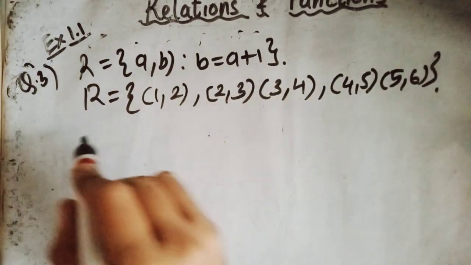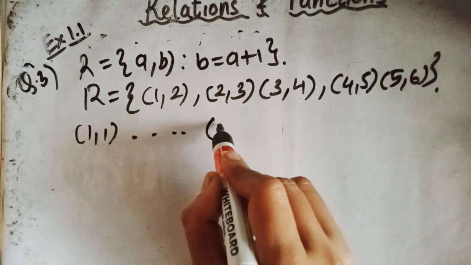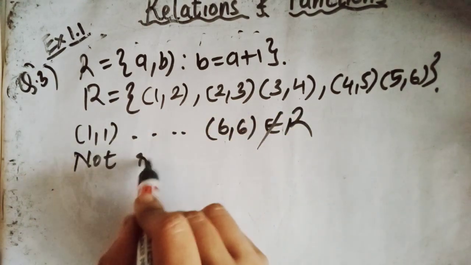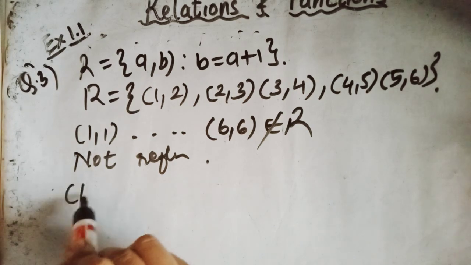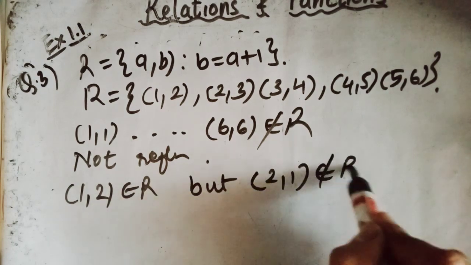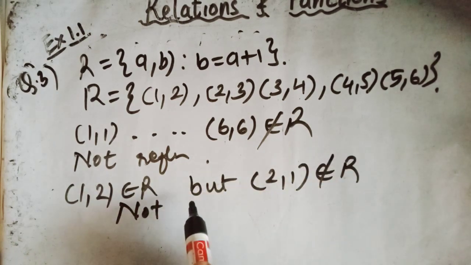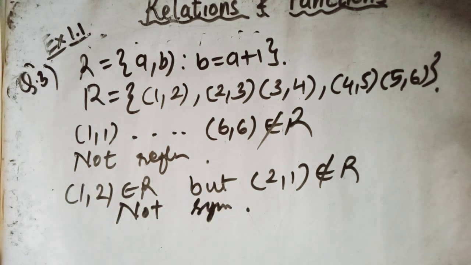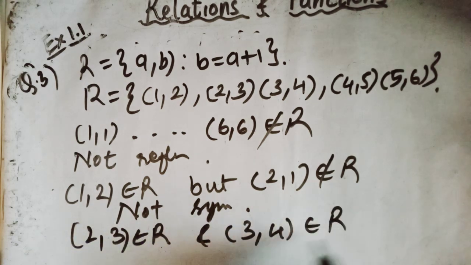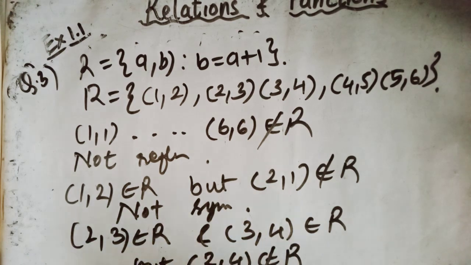Now as you can see here, (1, 1) till (6, 6) do not belong to R, so this is not reflexive. Okay, now (1, 2) belongs to R, but (2, 1) does not belong to R, so not symmetric. Okay, let's check for transitivity. If I take (2, 3), (2, 3) belongs to R and (3, 4) belongs to R, but (2, 4) does not belong to R, so it is not transitive.